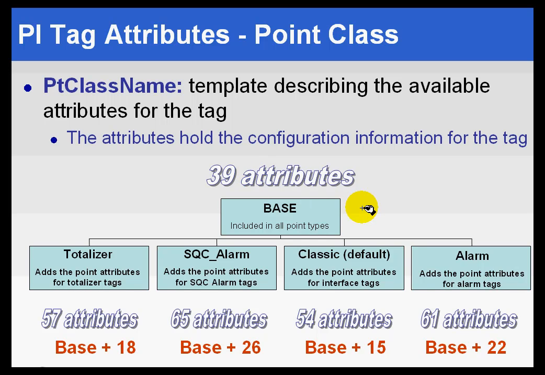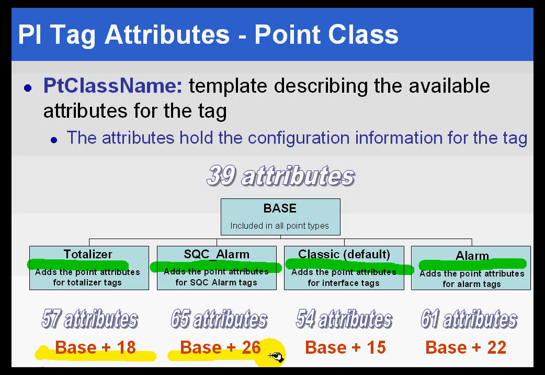Now beyond the 39 attributes, it really depends on what the purpose of that tag is. As I mentioned, for gathering real-time data, we have classic attributes, and we'll look at those one at a time. We also have specialized tags such as totalizers, SQC alarm tags, and regular alarm tags, and these have the base attributes plus a variety of other attributes. In this case, 18 for the totalizer, 26 for SQC, and alarm has another 22 attributes.